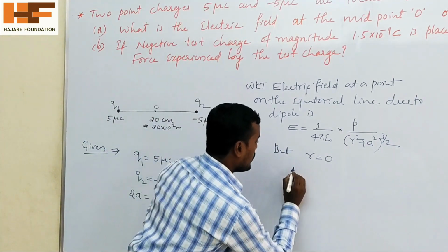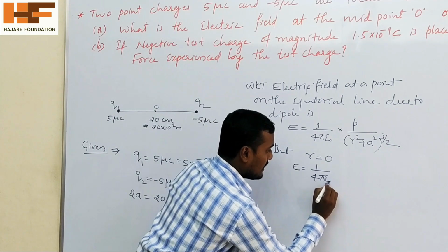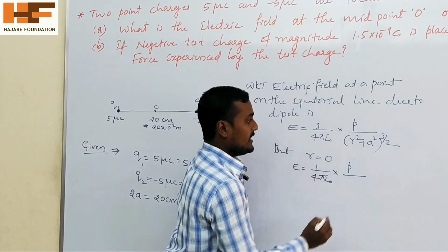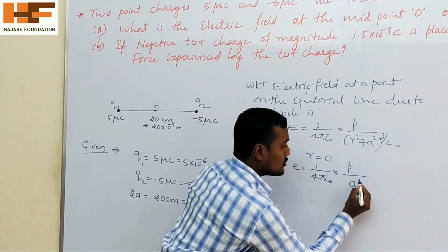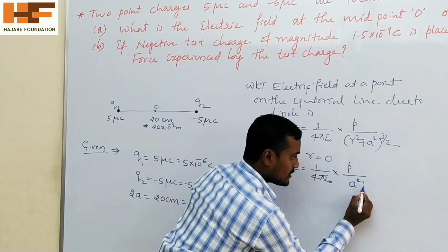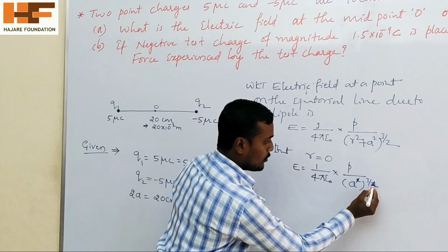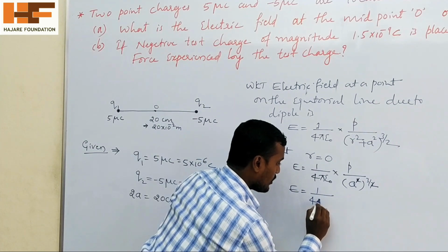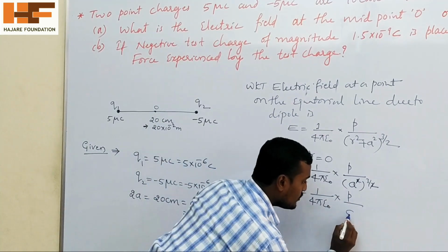Now let us put R equal to 0 in the above expression. E equal to 1 divided by 4 pi epsilon naught into P divided by, with R equal to 0, A square raised to 3 by 2. Now, E equal to 1 divided by 4 pi epsilon naught into P divided by A cube.